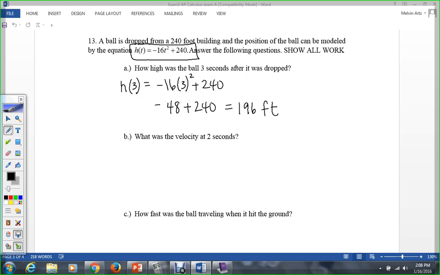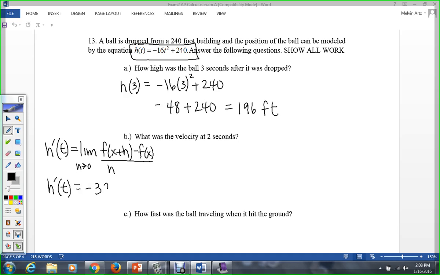What was the velocity at 2 seconds? Now to find the velocity, we need the derivative. We need h prime of t. Now you would need to go through the limit process and find the derivative. So go through this process and find the derivative of this function. Now when you found the derivative, you would see you get negative 32t.